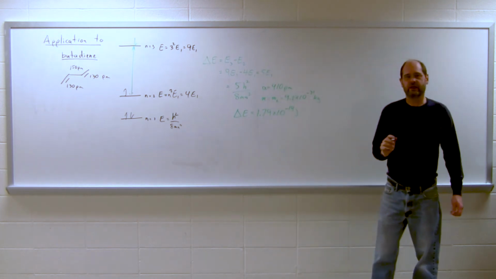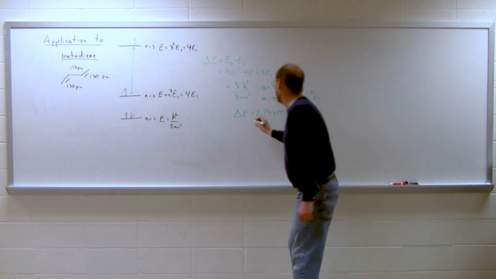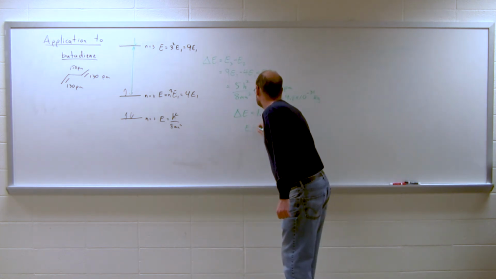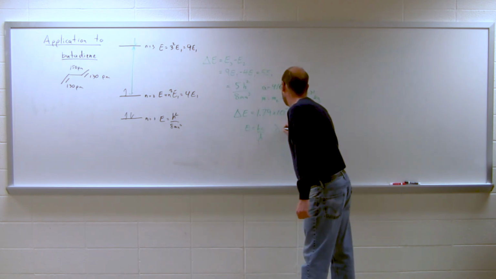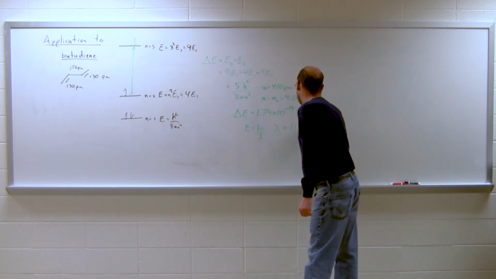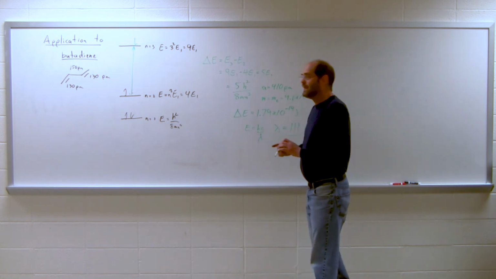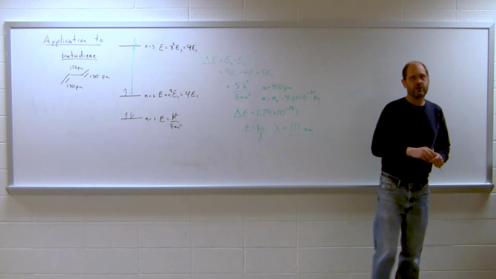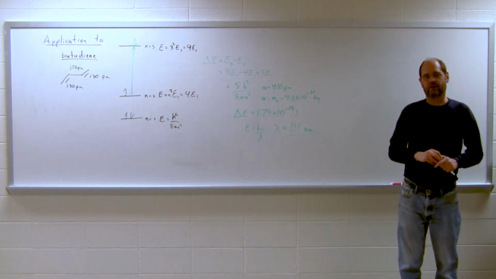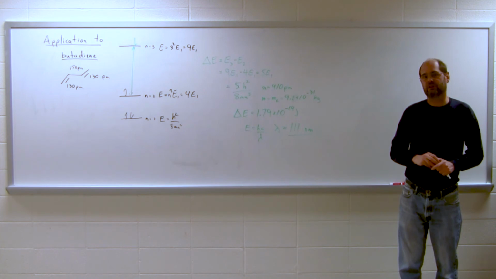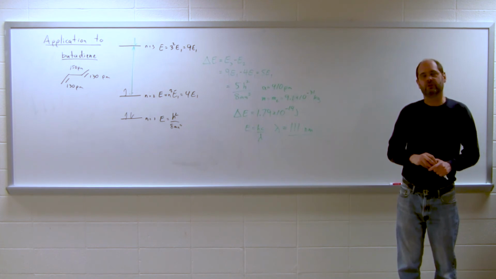I will leave it as an exercise to you to figure out that E is equal to hc over lambda, and that solving for lambda gives me a wavelength of 111 nanometers. That's a little bit higher energy than it actually is, but still, this isn't a bad approach, and it does also explain to us a little bit about the bonding in butadiene.